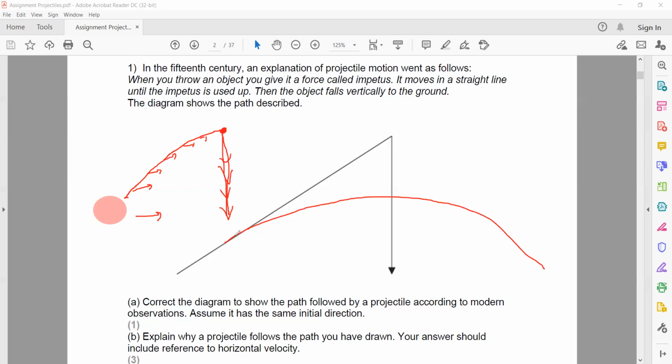And in an ideal projectile, we assume the horizontal component does not change. So at every point it is moving horizontally, or it is having a component of horizontal motion. This is the ideal case, but this is the practical case, what happens practically. Is it clear?